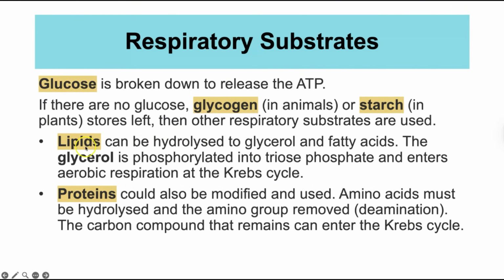So lipids can be hydrolyzed into glycerol and fatty acids. The glycerol then gets phosphorylated into triose phosphate, and it can enter aerobic respiration at the Krebs cycle to be used. Proteins can also be modified and used. They'd have to be hydrolyzed into amino acids, and then the amine group removed, or deamination. The carbon compound that remains could then enter the Krebs cycle.